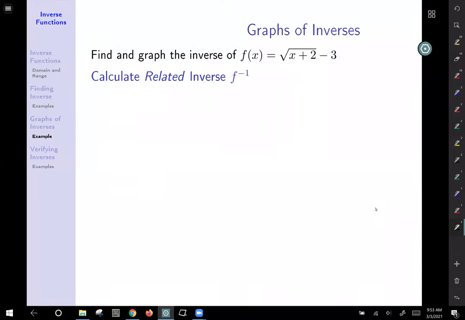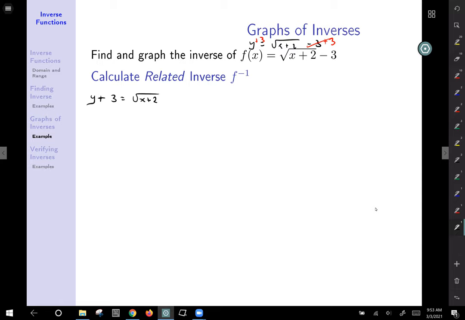Okay, so to do that, we're going to rewrite this as y is equal to the square root of x plus 2, minus 3. Replace f of x with y so that we can actually solve for and isolate the other variable. The problem is that x is trapped under a root, so we've got to isolate that root. So we're going to add 3 to both sides, that'll cancel to 0. And if we do it to one side, we have to do it to the other. That gives us y plus 3 is equal to the square root of x plus 2.